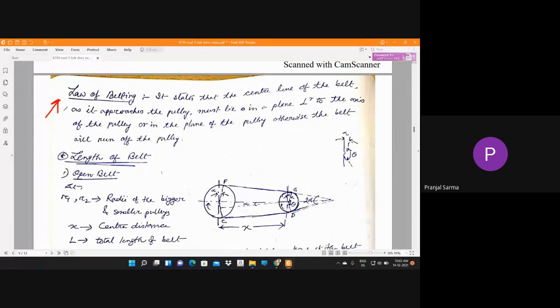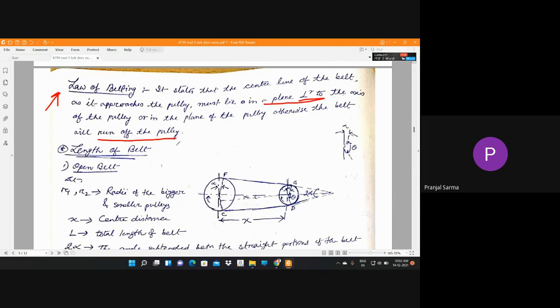Now, just like your law of gearing, there is one law of belting also. So what does it state? It states that the center line of the belt, as it is running on the pulley, must lie in a plane which is perpendicular to the axis of the pulley, or in the plane of the pulley. Otherwise, the belt is going to run off the pulley. That basically gives you the indication about the conditions so that the belt continuously runs on the particular pulley onto which it is mounted.